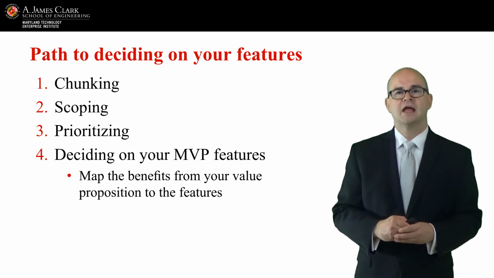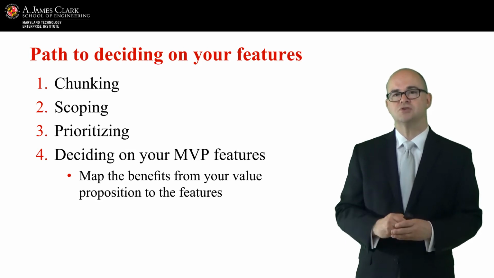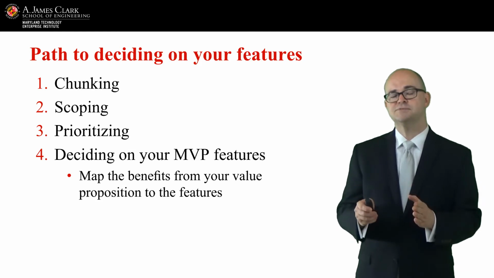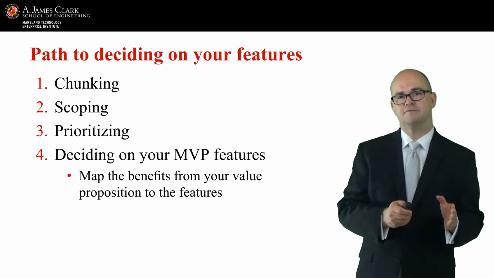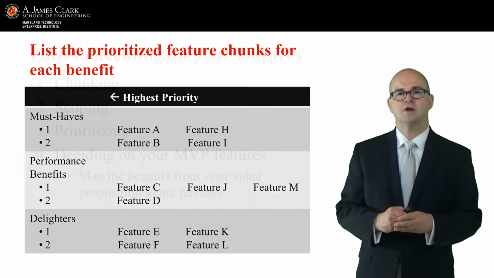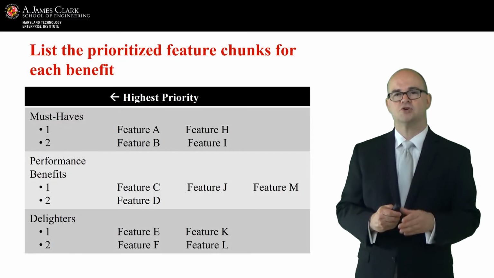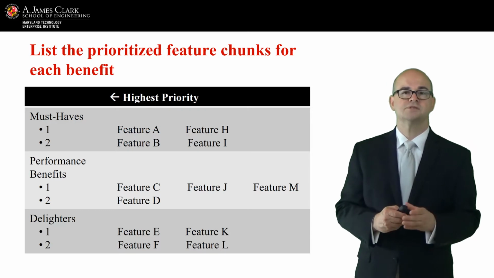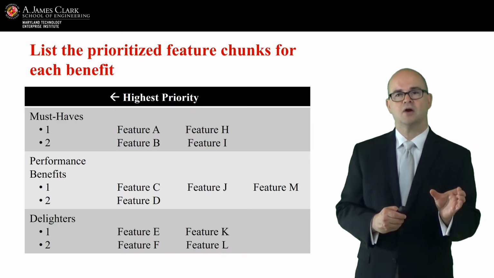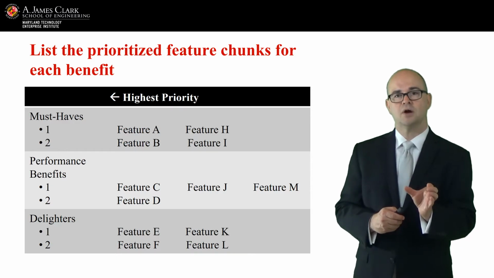One way to do this is to preserve the must-have, the performance benefits, and the delighters that we've talked about before, and then list each one of those features off to the right, with the highest priority feature being to the left. So for the must-have number 1, feature A is higher priority than feature H. For performance benefit number 1, feature C is a higher priority than J, is a higher priority than M.